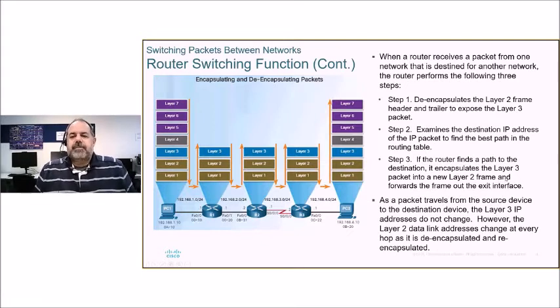So when a router receives a packet from one network that is destined for another, the router performs the following 3 steps. It decapsulates the layer 2 frame header and the trailer and exposes a layer 3 packet. It examines the destination IP address to find the best path. If the router finds a path to that destination, it encapsulates the layer 3 packet into a new layer 2 frame and forwards it out the exit interface. As a packet travels from source device to destination device, the layer 3 IP addresses do not change. However, the layer 2 data link addresses will change at every hop.